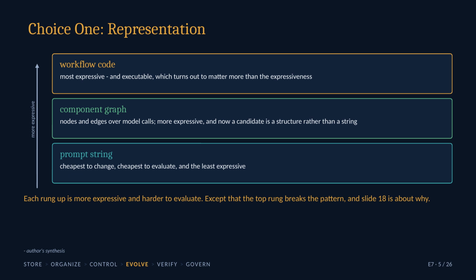The usual rule is that each rung up is harder to evaluate as well as more expressive. The top rung breaks that rule, and the reason it breaks it is one of the more useful things in this episode. Slide 18. Notice that the ladder is about the candidate, not about the agent being built.